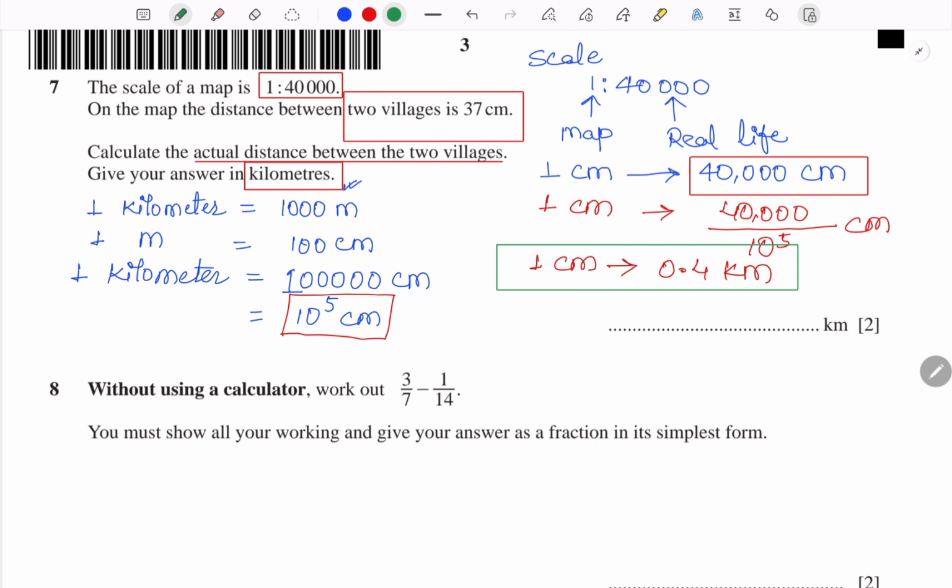Now how much distance do we have here? We have 37 centimeters. To convert 37 centimeters into kilometers, we just need to multiply it by 0.4. If you multiply 37 with 0.4, let me just calculate it, this will be equal to 14.8 kilometers. And that is our answer for this question.